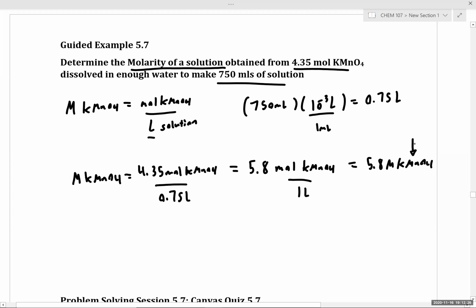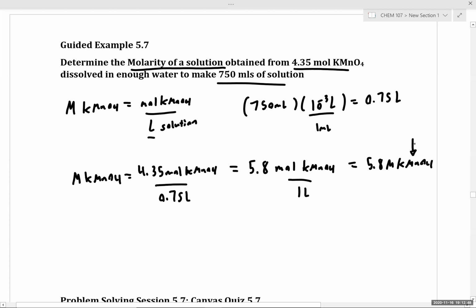You have to specify what you're referring to when you indicate molarity. This is the molarity, the concentration of potassium permanganate. You have to be specific because, as we'll see later on, you may want to calculate the concentration of a certain species in solution. And if you aren't specific, you're going to get things mixed up.